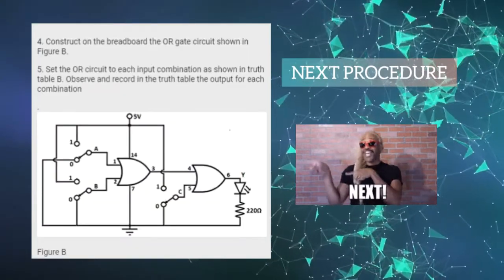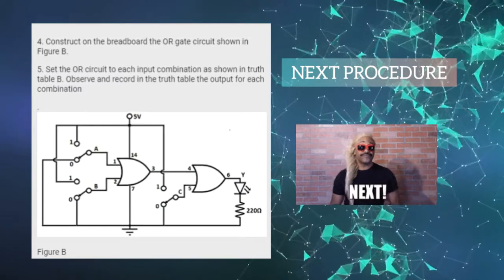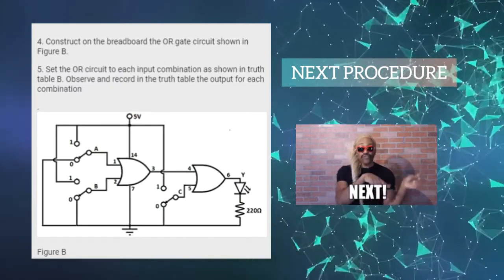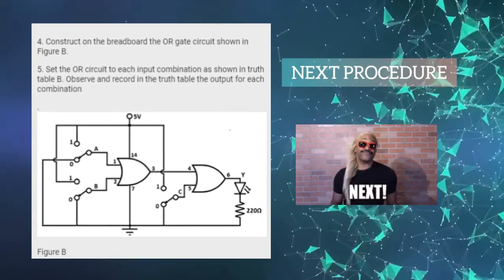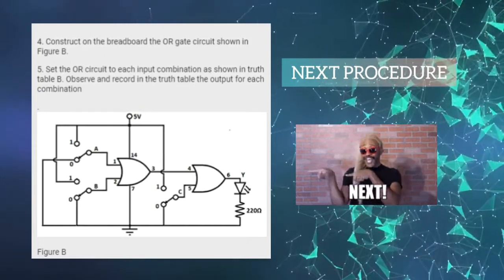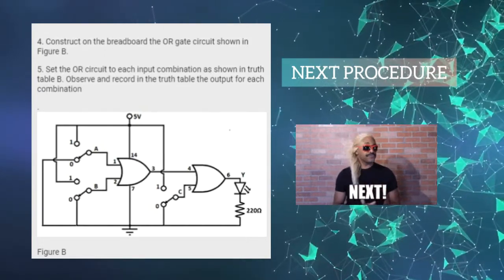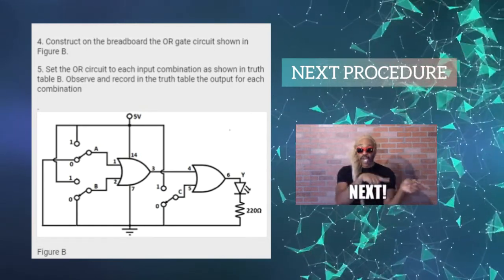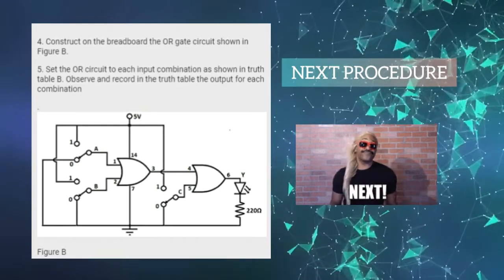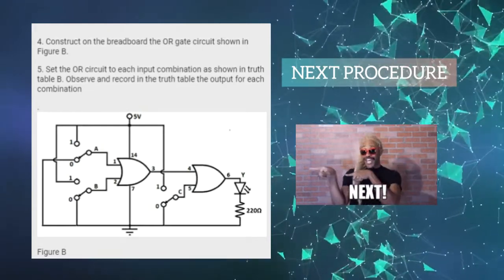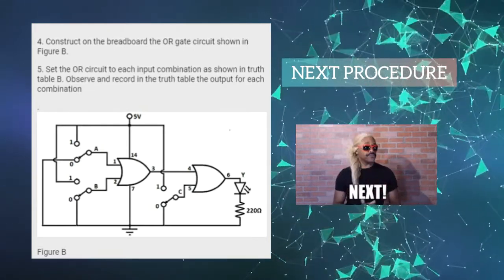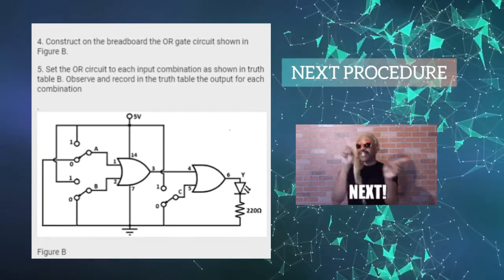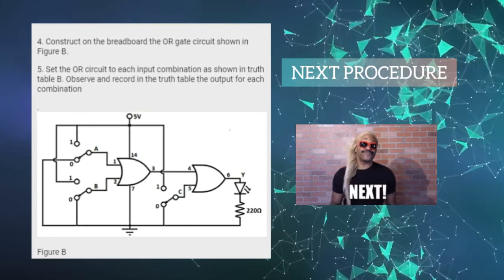Our next procedure is to construct on the breadboard the OR gate circuit shown in figure B. Then, set the OR gate circuit to each input combination as shown in truth table B. Observe and record in the truth table the output for each combination. Here in figure B, we have 3 SPDT switches as our input and 2 outputs, which are pin number 6 and pin number 3. And we have pin number 14 as our VCC and pin number 7 as our ground.